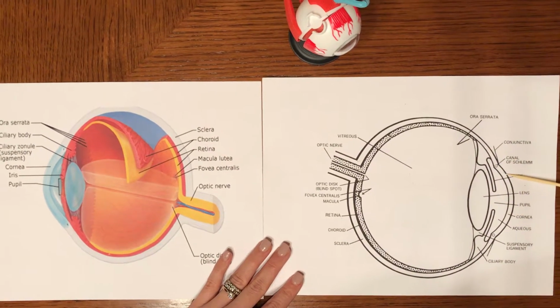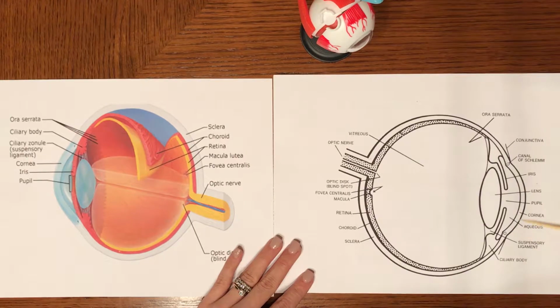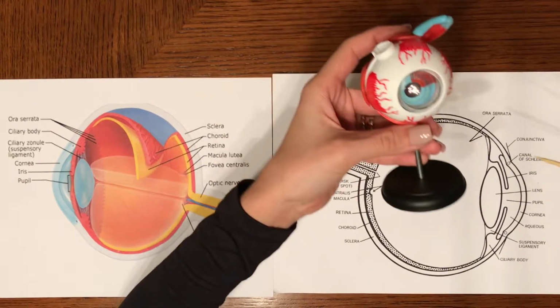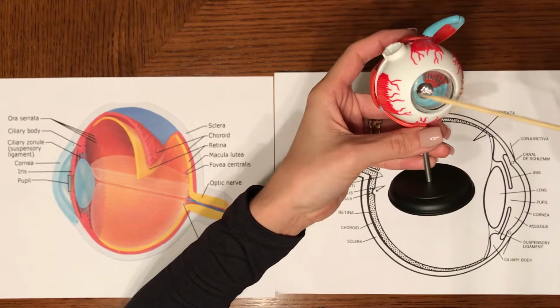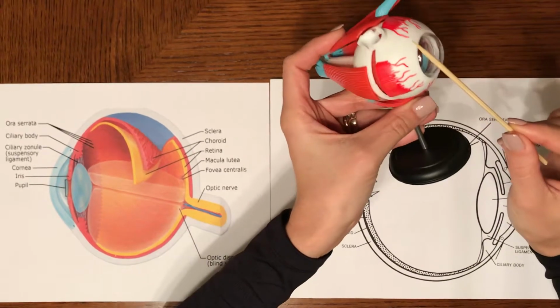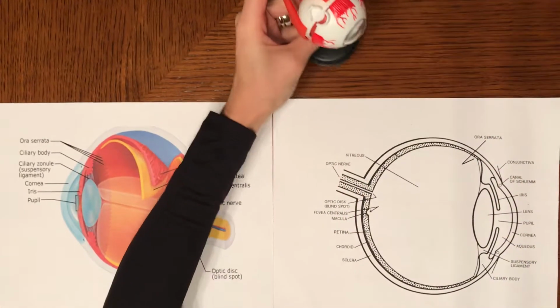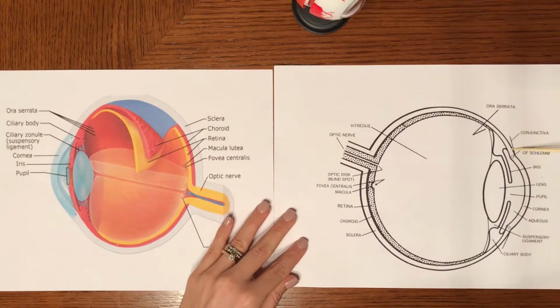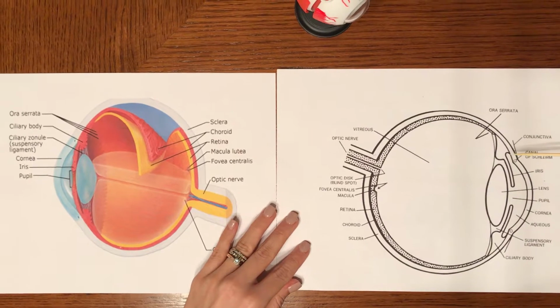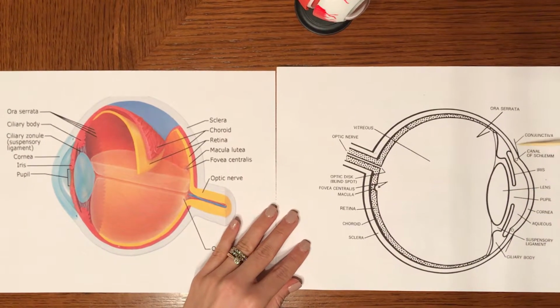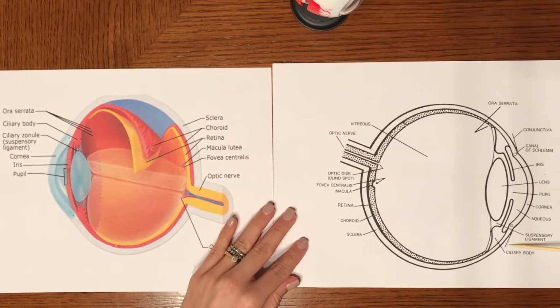The cornea is the front transparent part of the outer protective layer of the eye. As you can see, here is the cornea. Its bulging curvature provides the major refraction of the eye. This is the conjunctiva. It is the clear membrane that covers the front of the sclera and also lines the inner portion of the eyelids.